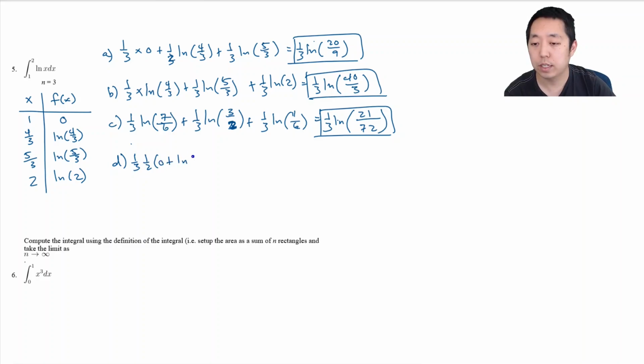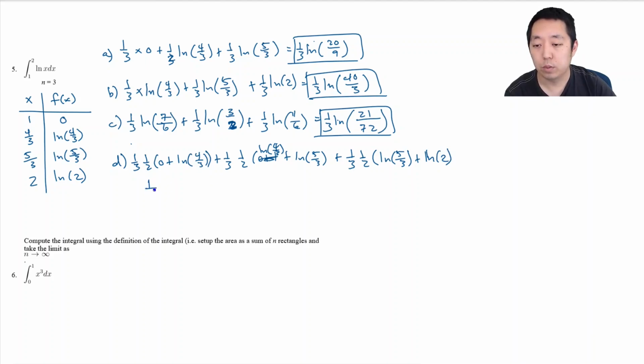So 0 plus ln of 4/3 plus 1/3, 1/2, 0 plus ln of 4/3 plus ln of 5/3. And then last one is 1/3 times 1/2 ln of 5/3 plus ln of 2. So I can factor out a 1/6, and it's going to be ln of 4/3 plus 2 ln of 4/3 plus another ln of 4/3.